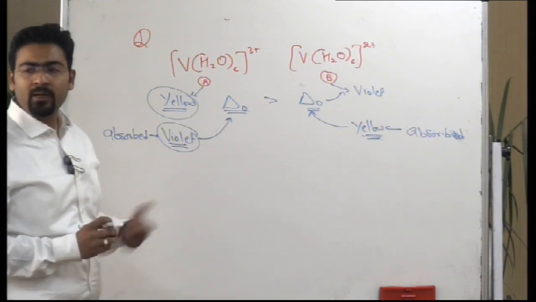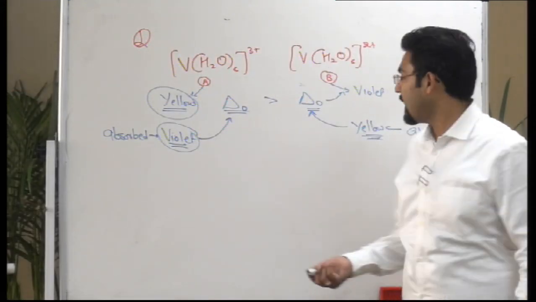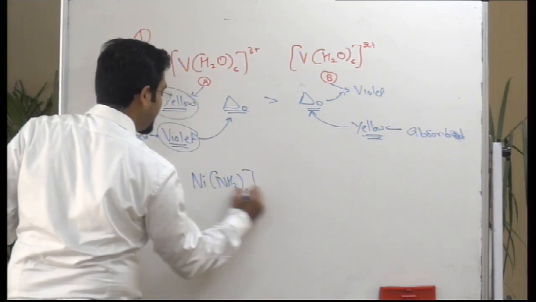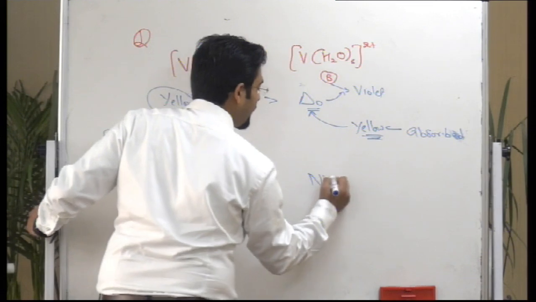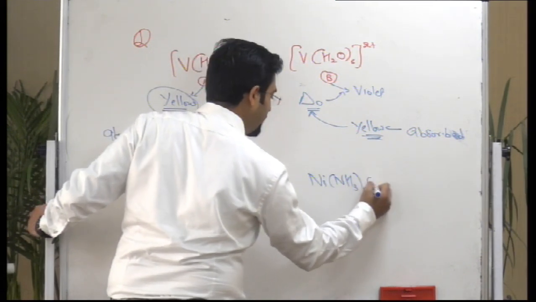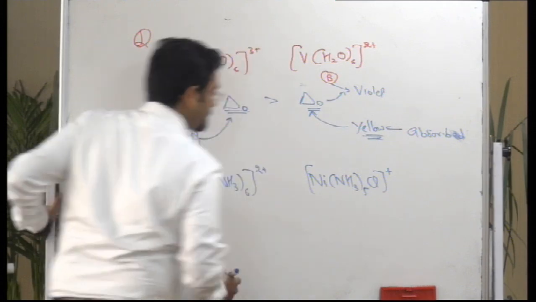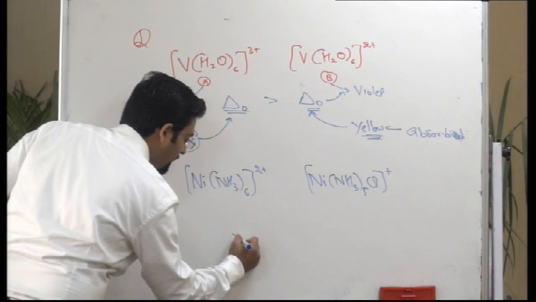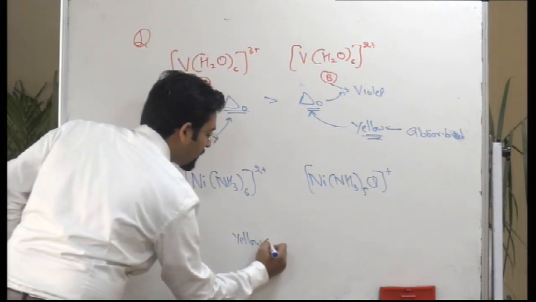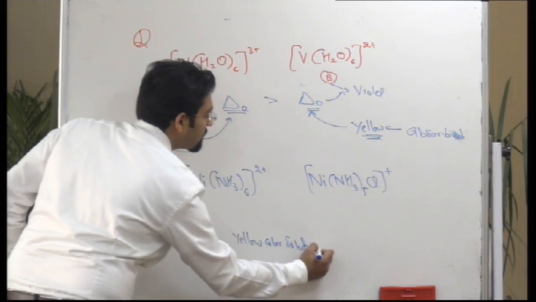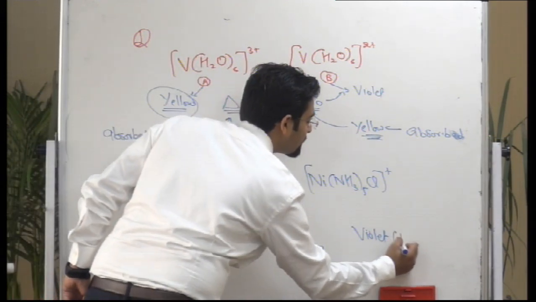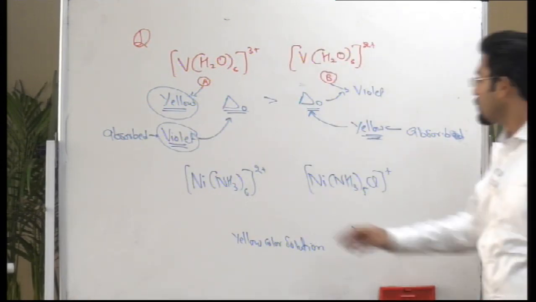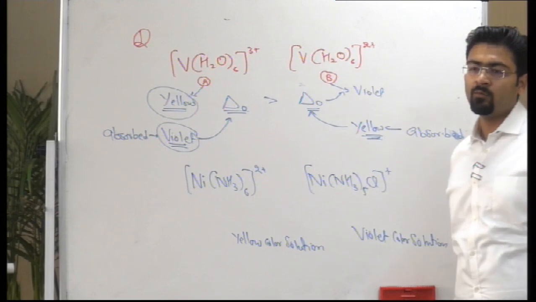Right? Similarly, for example, I can create examples like, let's suppose, [Ni(NH3)6]2+ and [Ni(NH3)5Cl]+. Right, let's suppose both of them again form a yellow color solution and a violet color solution. Right, so which one will form the yellow color solution and which one will form the violet color solution?